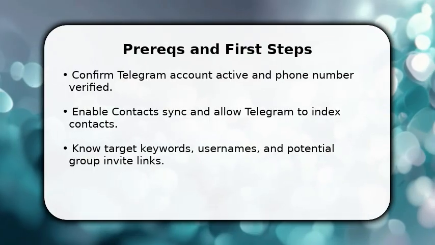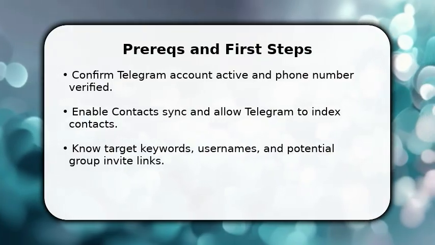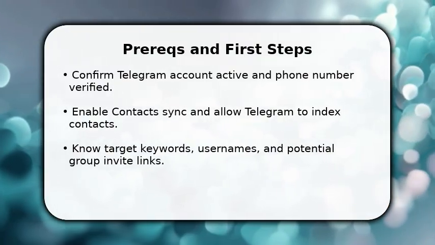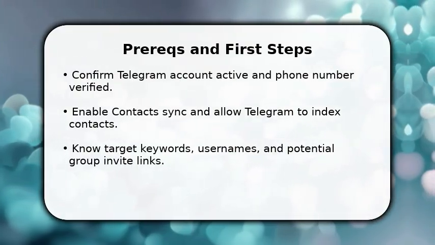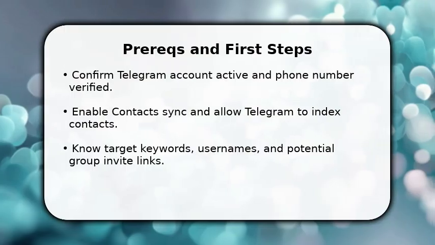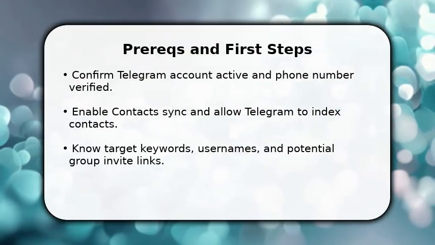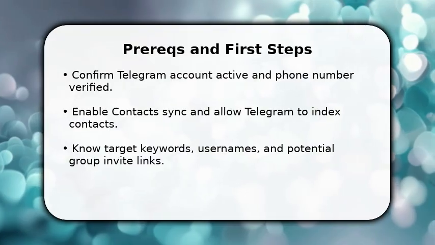You start by verifying prerequisites. Make sure your Telegram account is active and your phone number is verified, because the app limits some searches otherwise. Once done, enable contacts sync and let Telegram index contacts so mutual group results surface.